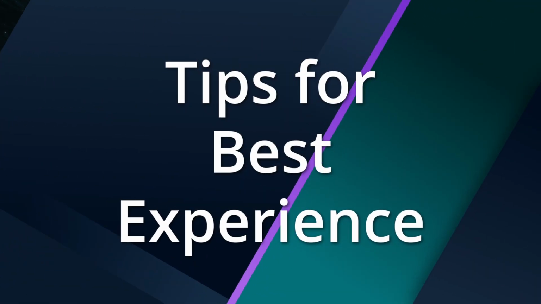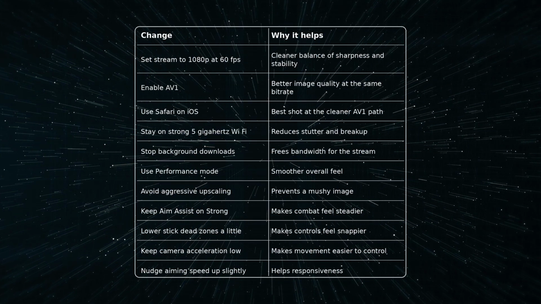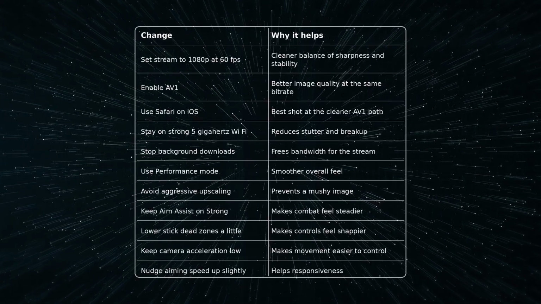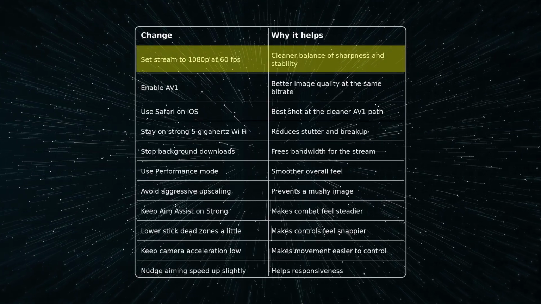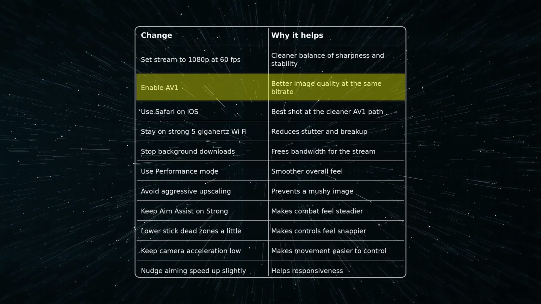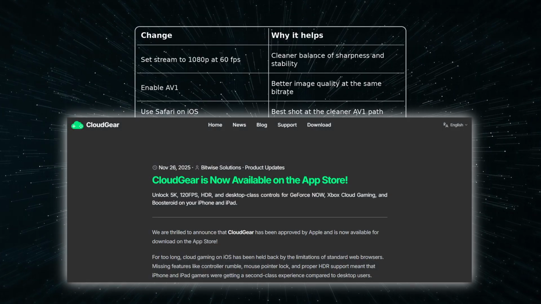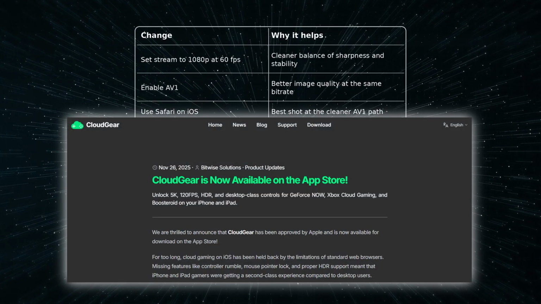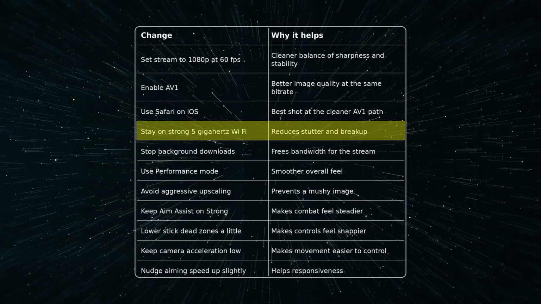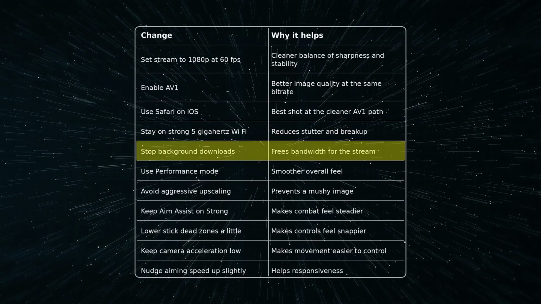The main thing that can hurt the experience is not pure latency, but image breakup in weather, distant scenery, and busy terrain detail. That is why I'd keep the streaming side simple. Start with 1080p at 60 frames per second, then enable AV1 in your Boosteroid account if your iPhone or iPad and browser support it. On iOS, Safari is the browser I'd test first for that cleaner path. Cloud Gear is also a great option if you want a browser specifically optimized for cloud gaming. Also make sure your connection is boring in the best possible way. Strong 5 GHz Wi-Fi, no background downloads, and no weak signal spots.